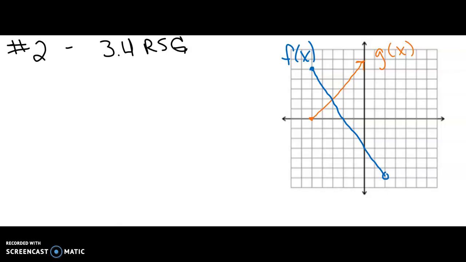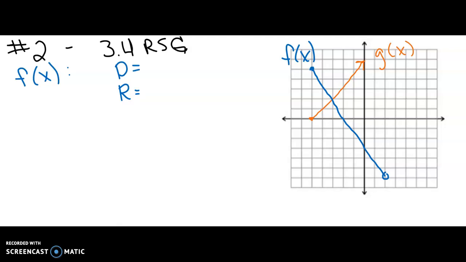One thing that I think is super helpful is to color code them. When you're dealing with two different functions, if they're both just in black ink, it gets a little confusing. So I've colored f of x to be blue and g of x to be orange. Let's look at f of x first, and we need to find the domain, the range, and then areas where it's increasing or decreasing.